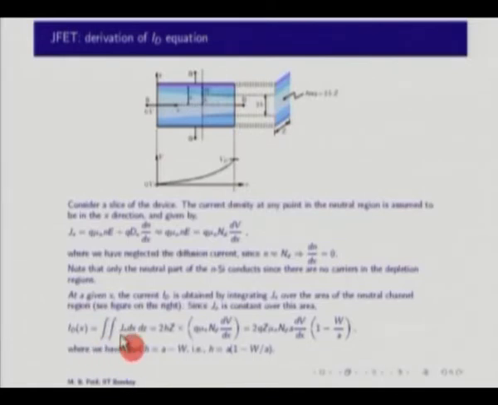So there is this Jn which is integrated over this light blue area, and that area is simply 2h times z, and then what you see in this bracket is nothing but Jn. So this Jn has been substituted right here. ID at any given x, let us say at this point, is given by 2 times q times z times mu n times nd. All of these, q, z, mu n, nd, are constants, times a times the electric field there, dV/dx, times (1 minus w by a), since h is nothing but a times 1 minus w by a. You can show that from the fact that a is h plus w.